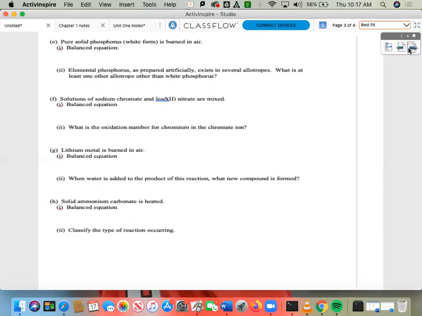Okay. Pure solid phosphorus. Now I know this matters to you, whether it was the white form, the red form, the yellow form, or the black form. It is the white form. I'm sure that matters a lot. Pure solid phosphorus is burned in air. Ooh, very interesting. So phosphorus, if you recall, is P4.